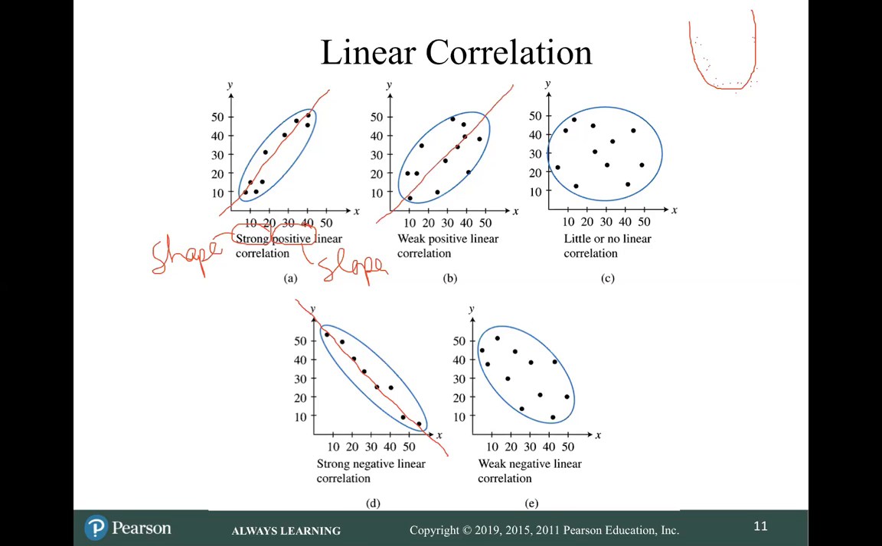It's a little bit spread out, so it is a weak positive linear correlation. We can do the same thing for negative. I could draw a line in this data on the bottom. It's not going to be particularly close to all of the points, but I can tell that the data is decreasing. And so that is a weak negative linear correlation.